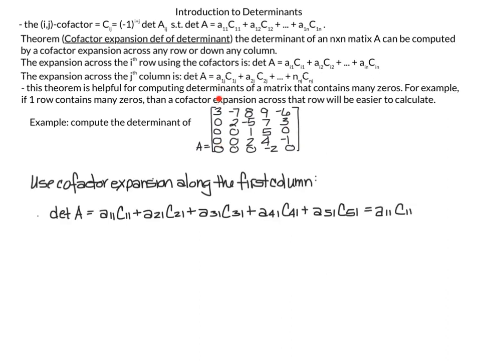Because the first column has the most zeros, I am going to use cofactor expansion along the first column. So we're going to use this column form here. This is our first example of a column expansion. So we're going to have the determinant of A. Now it's the column that we're holding constant. j is equal to 1, first column. So we're going to have A11, C11. Now we're going to have A21, C21, A31, C31, A41, C41, A51, C51.